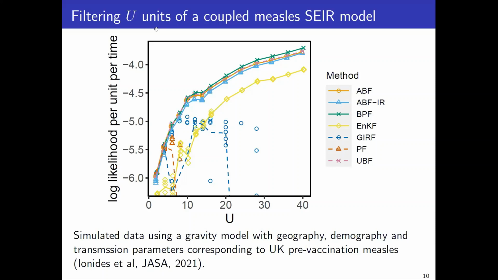On this particular measles example, the Ensemble Kalman filter, which contains within it something like a Gaussian approximation, is called a non-Gaussian filter, but its update rule is based on Gaussian principles. And so on this highly non-Gaussian problem, it doesn't do all that well.